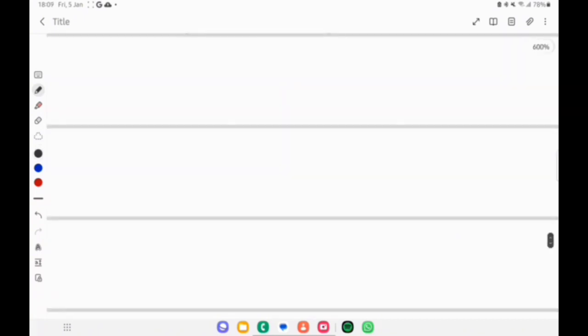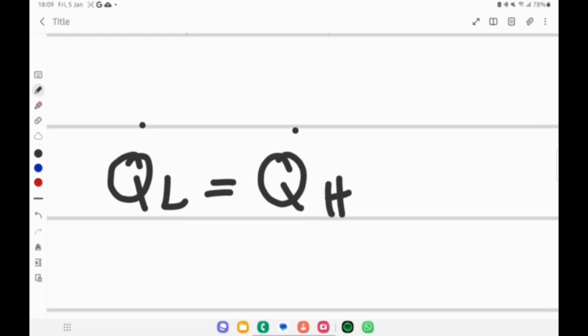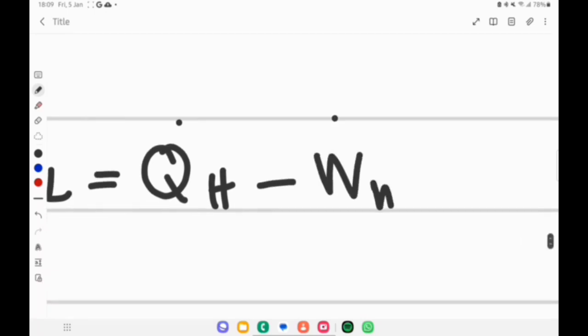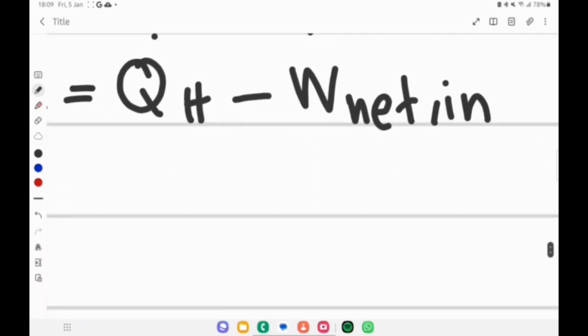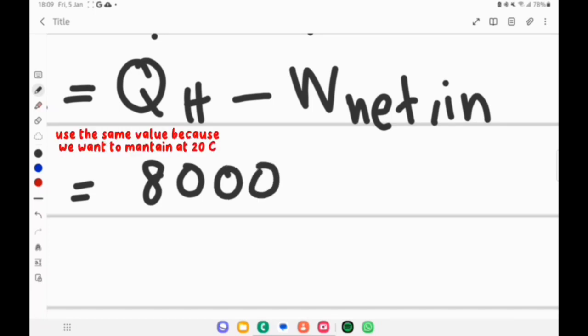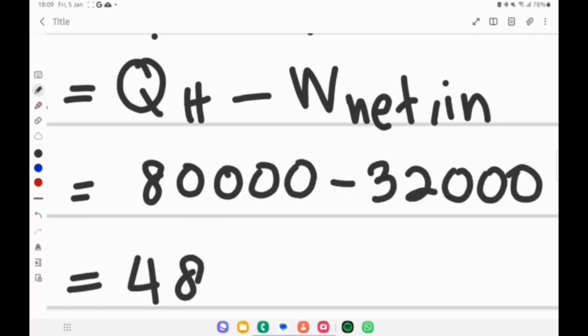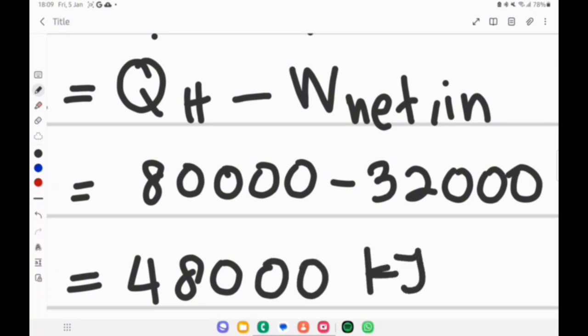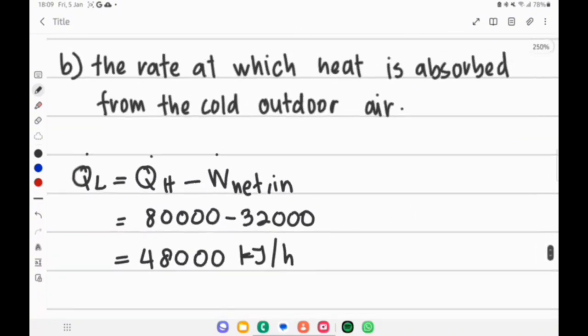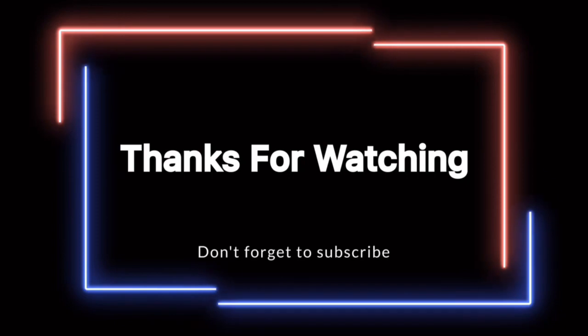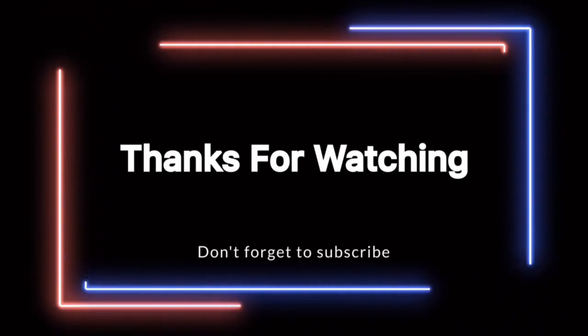For B, the question asks for the rate at which heat is absorbed. We use the formula Q dot L equals Q dot H minus power net input. We just take the value for the power net input from question A that we calculated just now. We substitute the values and we get 48,000 kilojoule per hour. And this is the answer for question B.